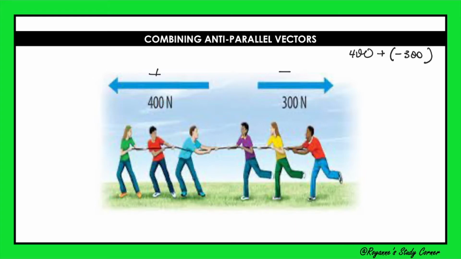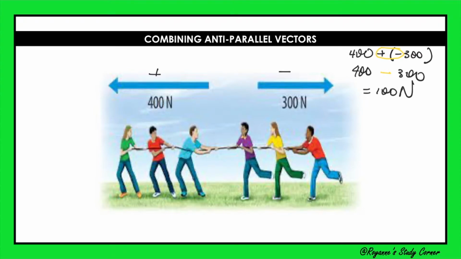Now remember, this negative sign only means that it's acting in the direction that's opposite to the first quantity. Because the children on that side are pulling with a force of 300 newtons in the opposite direction to the kids who are pulling with a force of 400 newtons, that is the only reason we have this negative sign here. And we know from basic math that a plus and a minus next to each other is the same as a minus. So then we have 400 minus 300, and that gives us positive 100 newtons.